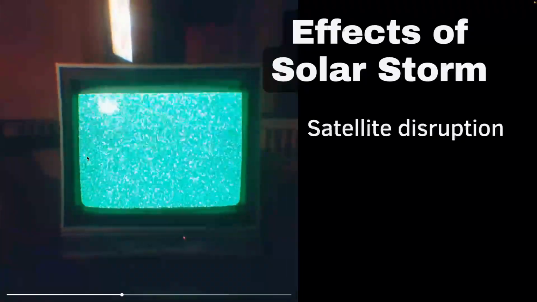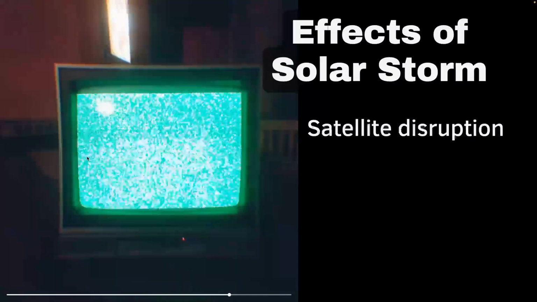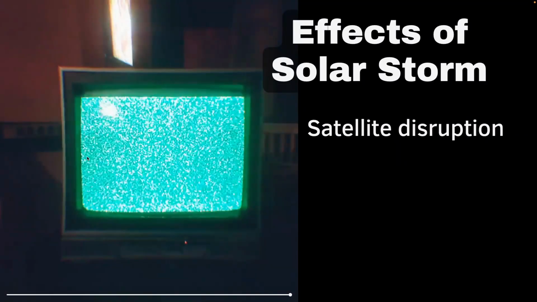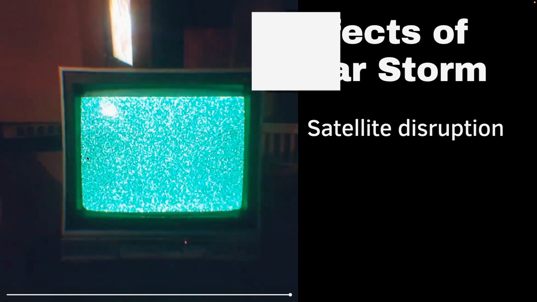A few other effects: satellite disruption is one more effect we need to observe here, because in outer space or near the lower Earth orbit, you will have a lot of charged particles coming out of the sun when there is a coronal mass ejection or any intense solar storm. It could deflect satellites from their orbits. It also affects satellites' microcontrollers and electronic components, and ultimately it would result in communication failure.